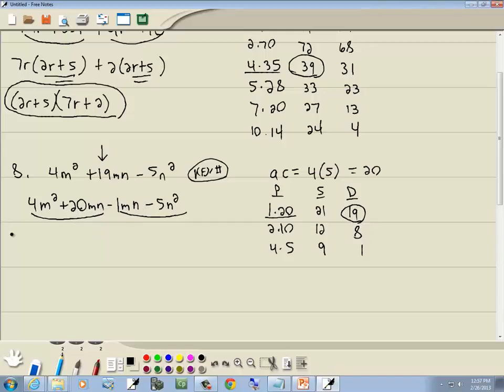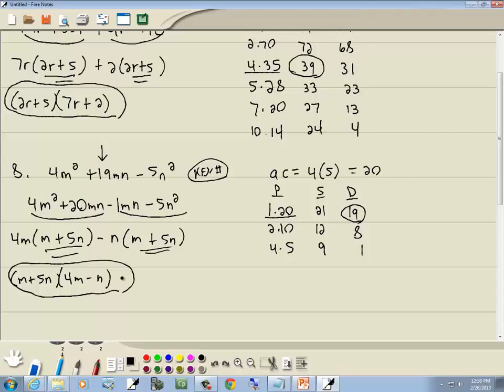First group has a 4 and an m in common, and that gives us m plus 5n. Second group, first term is negative, so I factor out a negative, and they both have an n. And that's going to give us m plus 5n. Now our goal is to get the m plus 5n's the same, which they are, so I'll factor that out. And you can cross out the m plus 5n's and see what goes in your second set of parentheses, which is the 4m minus n. And that's our answer.